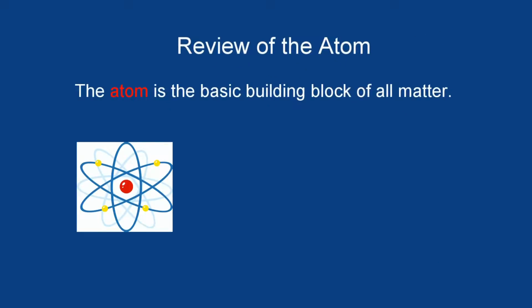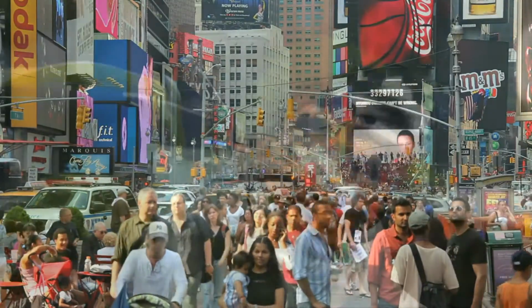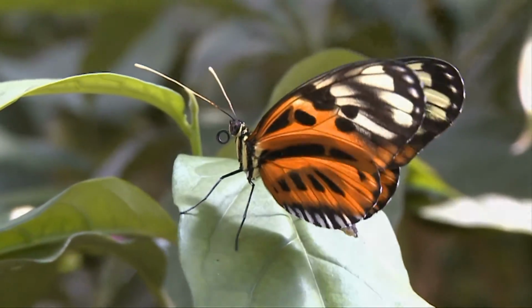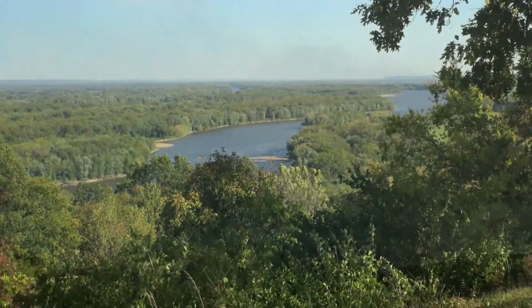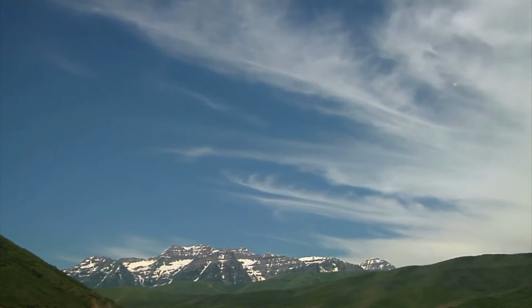We will begin our review of general chemistry by looking at the structure of the atom. The atom is the basic building block of all matter. Everything material in the universe is made up of atoms or parts of atoms. People, plants, animals, water, trees, mountains, and even the clouds in the sky are all made up of atoms.